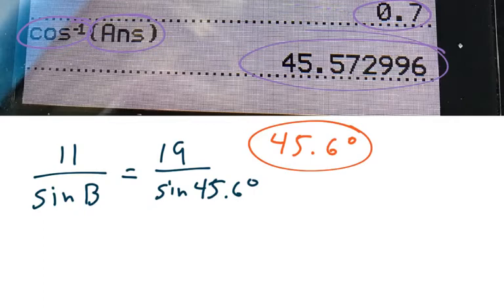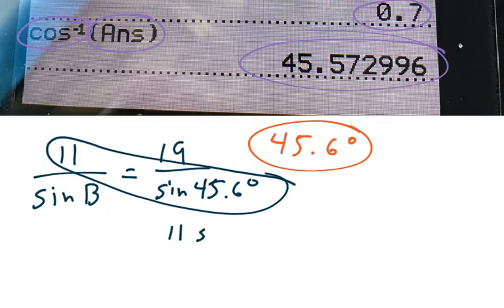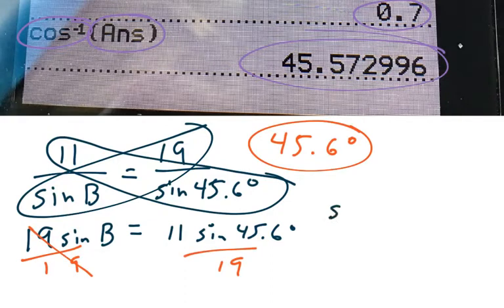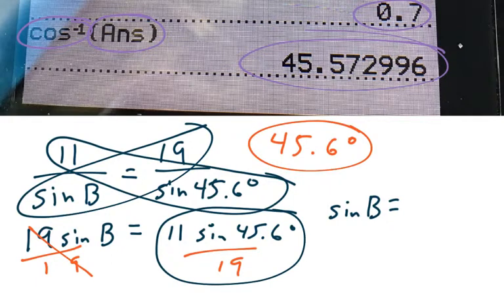Aha! So now I should be able to solve for B here. First, solve for sine of B. Let's do our cross multiply this way. I have 11 times the sine of 45.6 degrees. That's going to equal 19 times the sine of B. All right. And to solve for the sine of B, I'm going to divide both sides by 19. I told you this one's going to be a doozy. So the sine of B equals whatever this is, right?